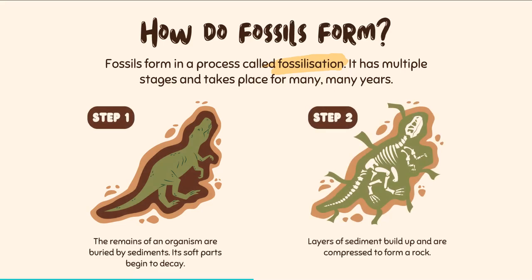How do fossils form? Fossils form in a process called fossilization. It has multiple stages and takes place over many years. In step 1, the remains of an organism are buried by sediments. Its soft parts begin to decay. And in step 2, the layers of sediment build up and are compressed to form a rock.